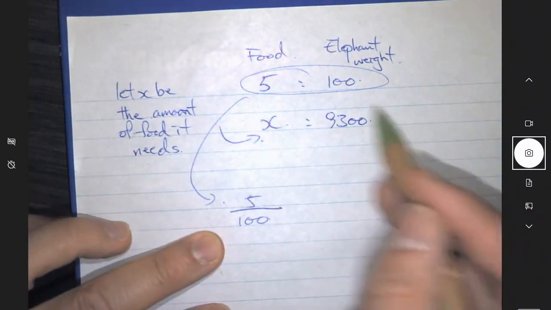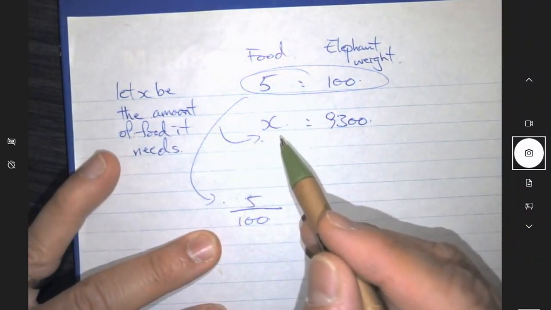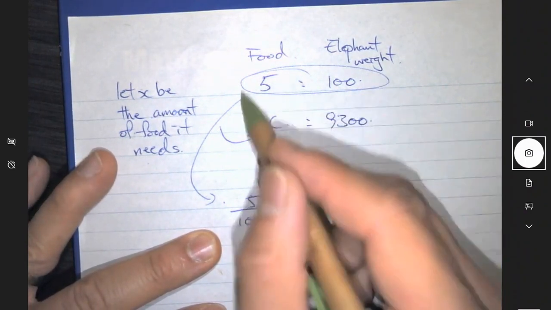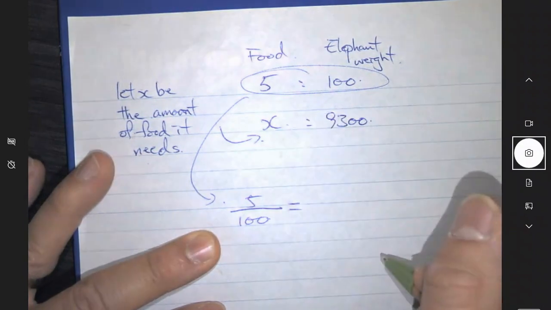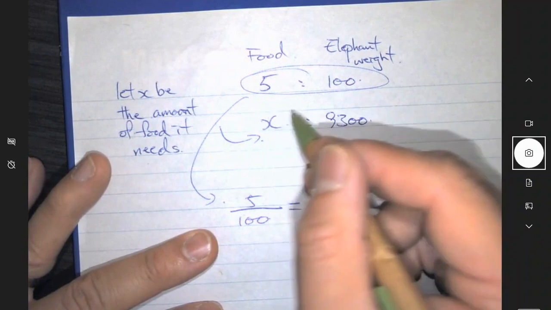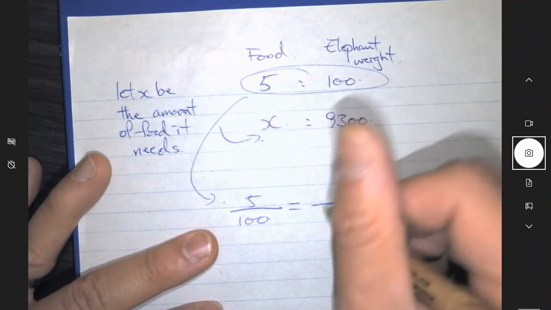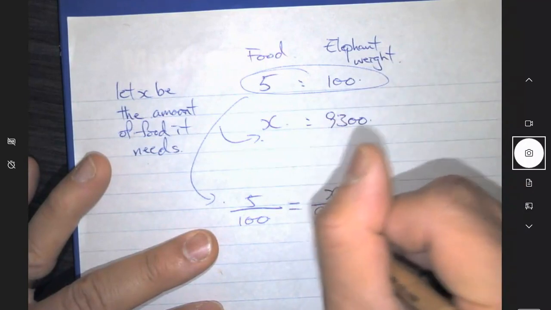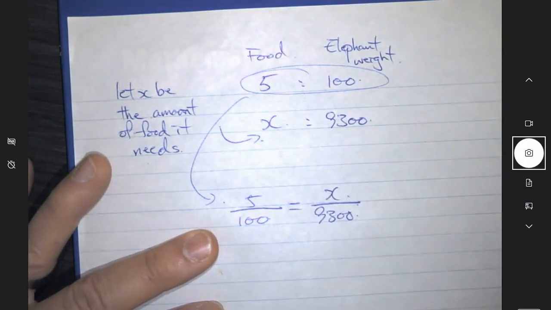Now again, because how much food this 9,300-pound elephant needs has to go with this ratio, in this case, we put an equal sign here. Now we take this and change it into fraction form. So x will be on top, 9,300 will be on the bottom. Okay.